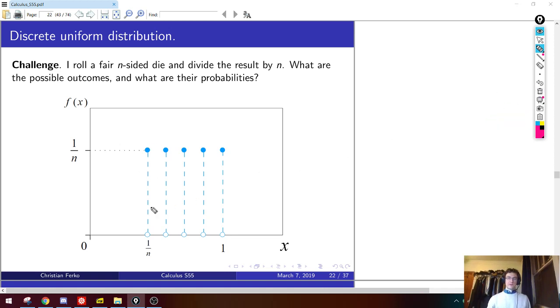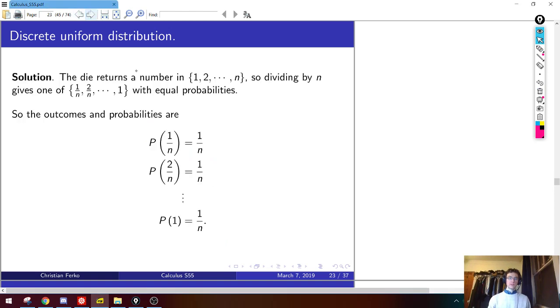So I plotted it here for you. Here on the y-axis, we're showing the probability of an outcome. So as you say, they're all 1 over n. And these are the numbers from 1 over n, 2 over n, 3 over n, up to 1. So this is sometimes called a probability mass function, PMF, because I'm just plotting these discontinuous points for each of the possible outcomes with their probabilities. Okay, so as you said, the die returns a number from 1 to n. When you divide, you get 1 over n, 2 over n, up to 1, and the probabilities are all equal. Uniform distribution.